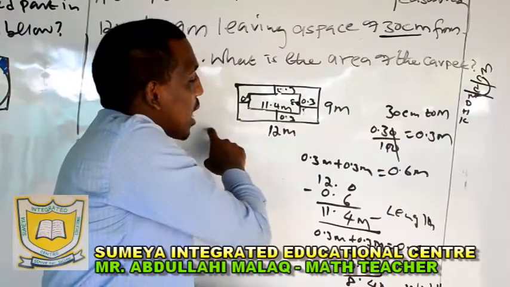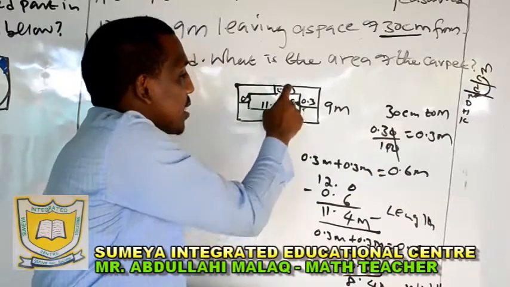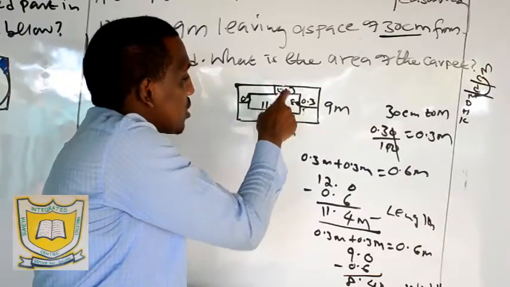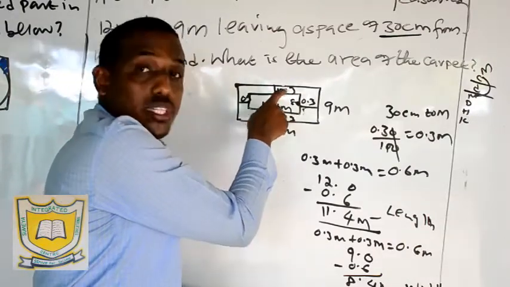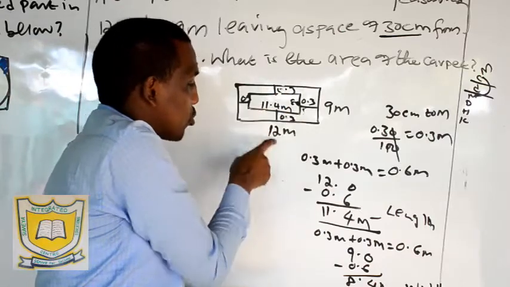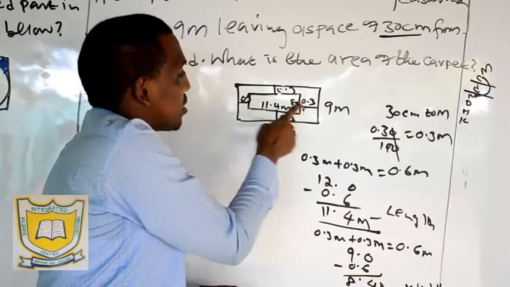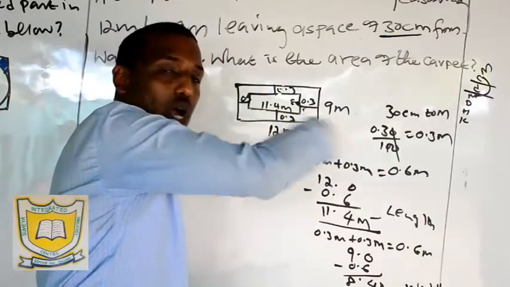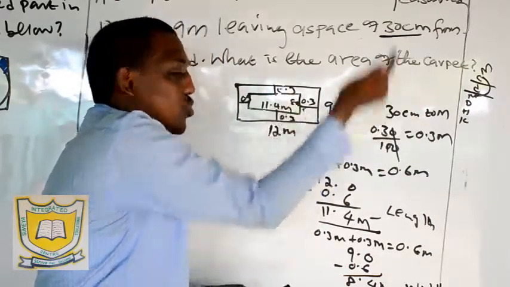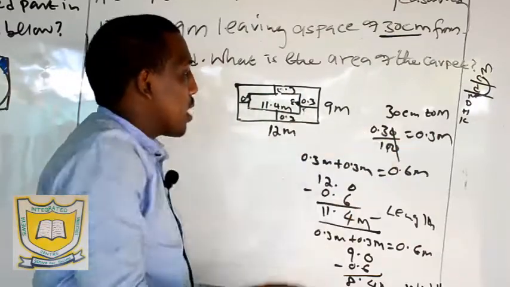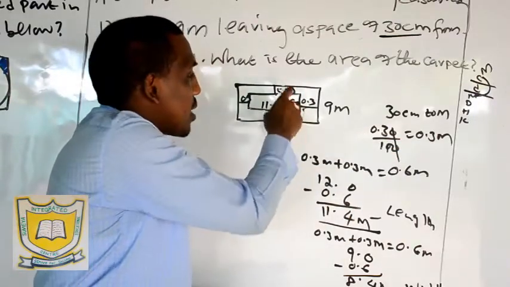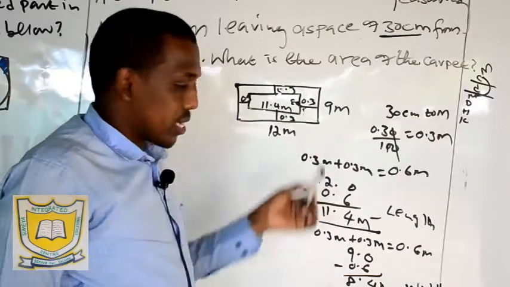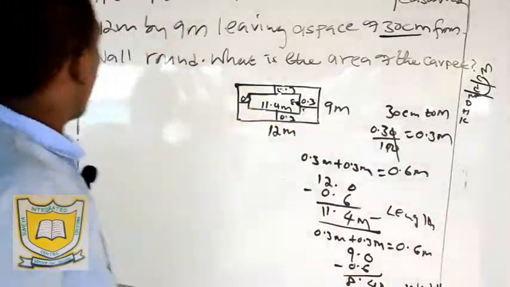When you want to find the outer one, you add the two widths. This one we subtracted, but now we add. So you say 0.3 plus 0.3 plus 11.4, you will get 12. 0.3 plus 0.3 plus 8.4, you will get 9. When you want to find the length and the width of the outer one, you add the margins to the length and the width of the carpet. But when you want to find the length of the carpet, you add the margins or the spaces and subtract from the outer one, then you will get the length. So that is how we find out.